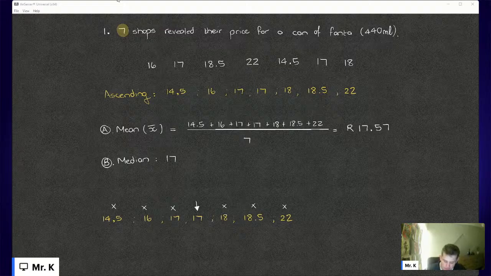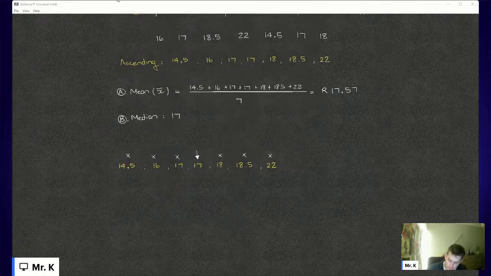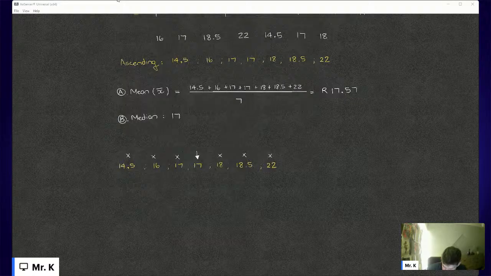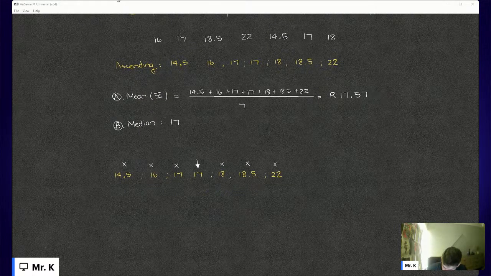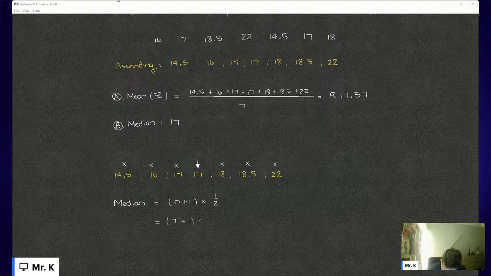Now, I did say to you that we can also use this formula from above. The median is equal to n plus 1 times by a half. N is the number of data points we have. So we have 7 data points plus 1 times a half. A half times 8 gives us an answer of 4.